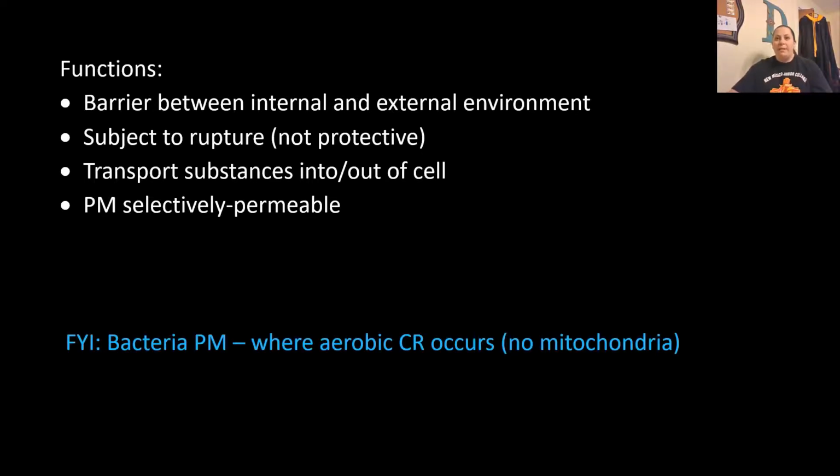When we're talking about bacteria cells, the plasma membrane is where aerobic cellular respiration is going to occur. Cellular respiration, guys, is how the cells create ATP. And for us, that happens in the powerhouse of our cell, which is the mitochondria. Remember, bacteria, though, don't have organelles. They don't have mitochondria, so they are going to have special proteins embedded in their membrane, which are going to allow them to do cellular respiration.